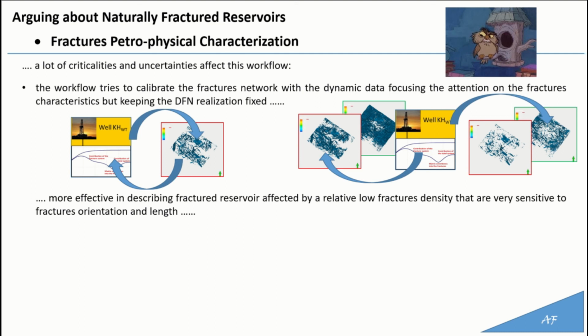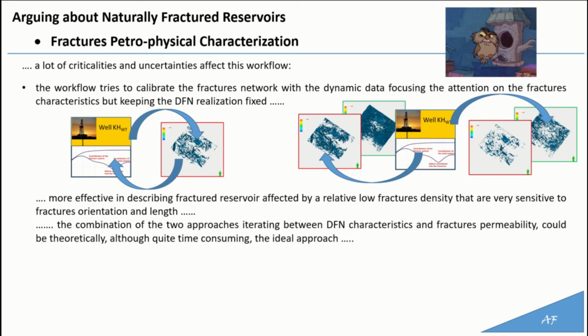This different approach focused on the discrete fracture network characteristics would request several stochastic fracture realizations and could be more effective, especially in describing fractured reservoirs affected by a relatively low fracture density that are very sensitive to fracture orientation and length. In fact, the combination of the two approaches, iterating between discrete fracture network geometrical characteristics and fracture permeability, could be theoretically, although quite time-consuming, the ideal approach, especially for reservoirs affected by a relatively low fracture intensity.